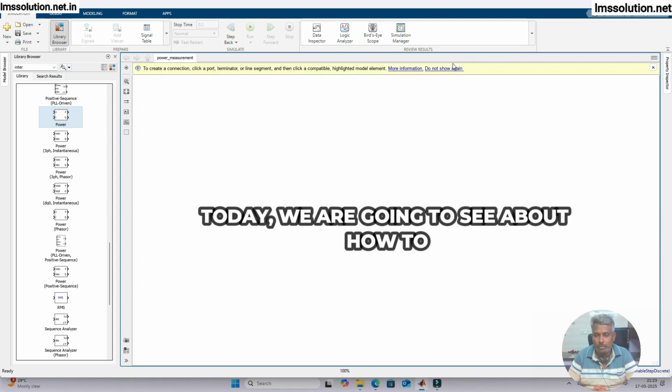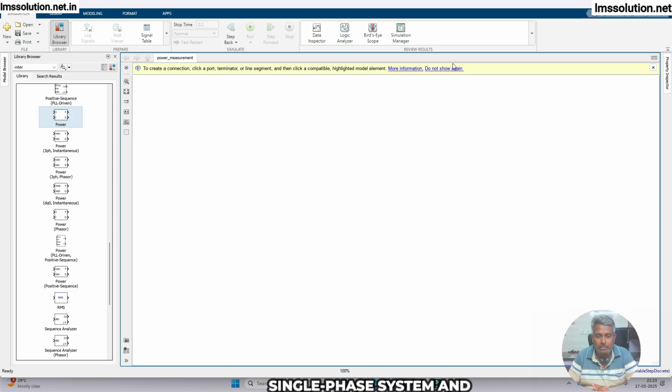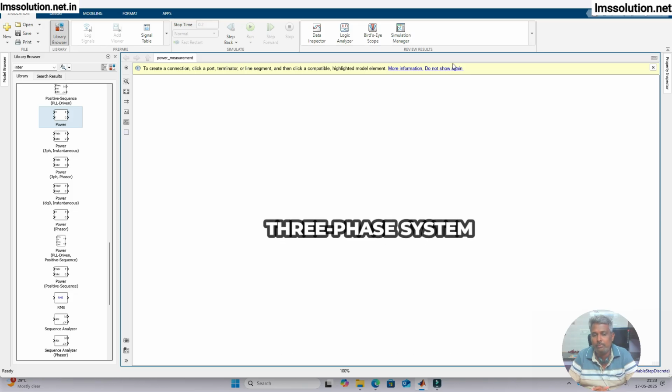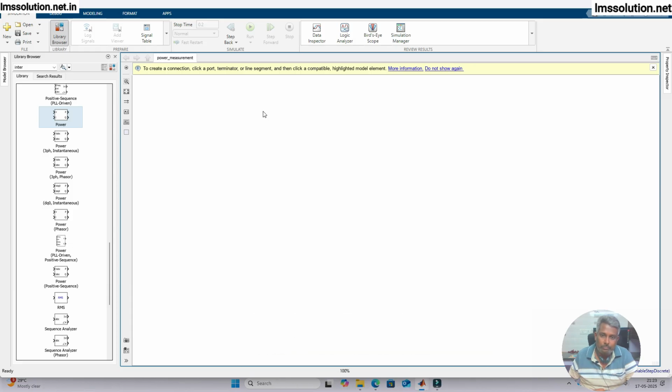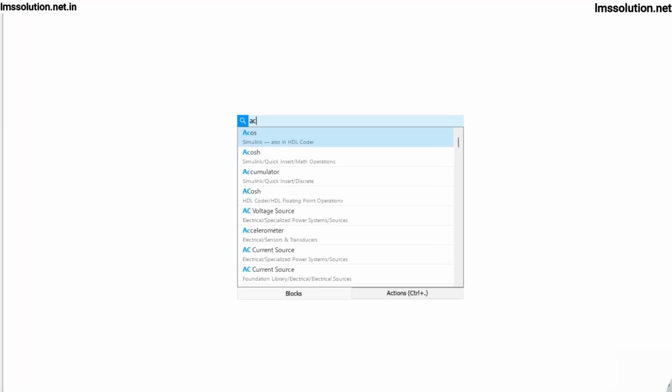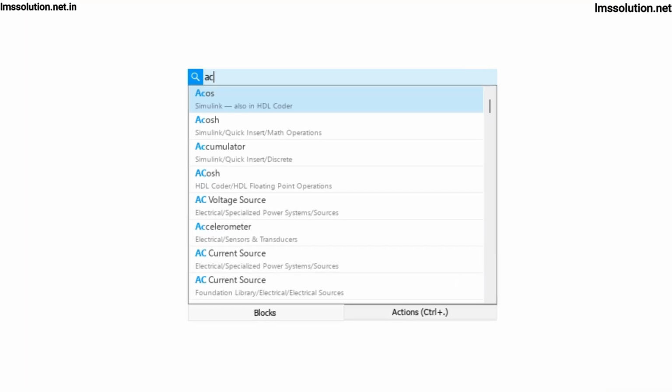Today we are going to see how to measure real and reactive power in the single phase system and the three phase system by using the power measurement block in MATLAB Simulink. So first I'm going to use an AC voltage source. First I'm going to explain a single phase system, and after that I'm going to explain three phase.